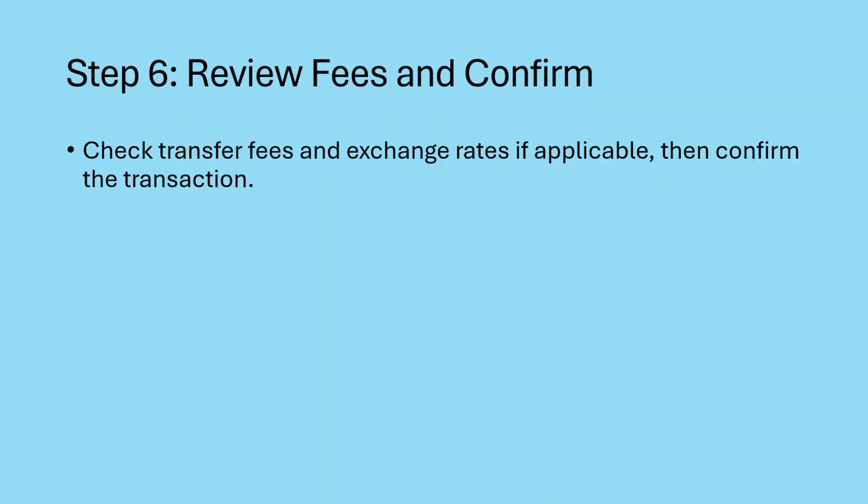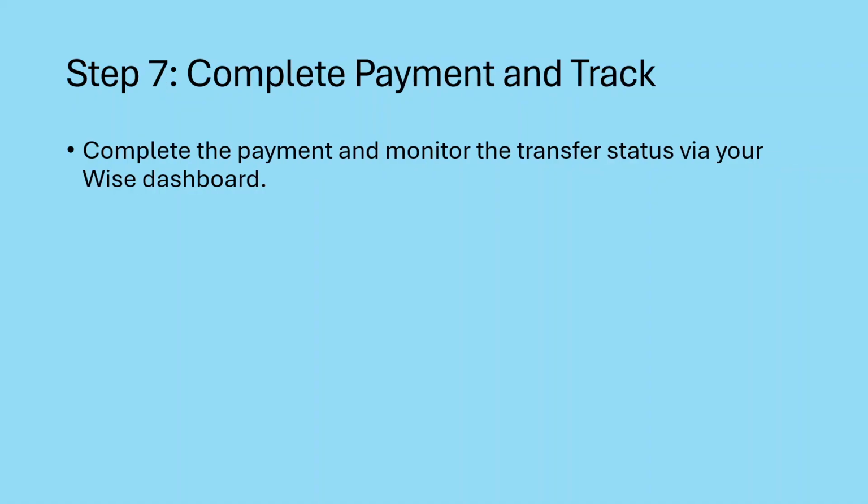Step 6. Review fees and confirm. Check transfer fees and exchange rates if applicable, then confirm the transaction. Wise is very transparent with its fees. Step 7. Complete payment and track. Complete the payment and monitor the transfer status via your Wise dashboard.